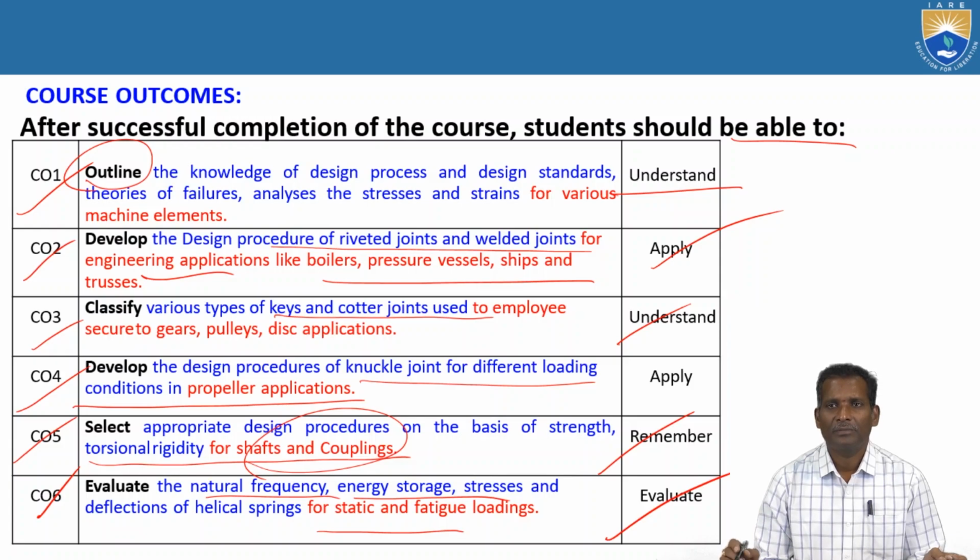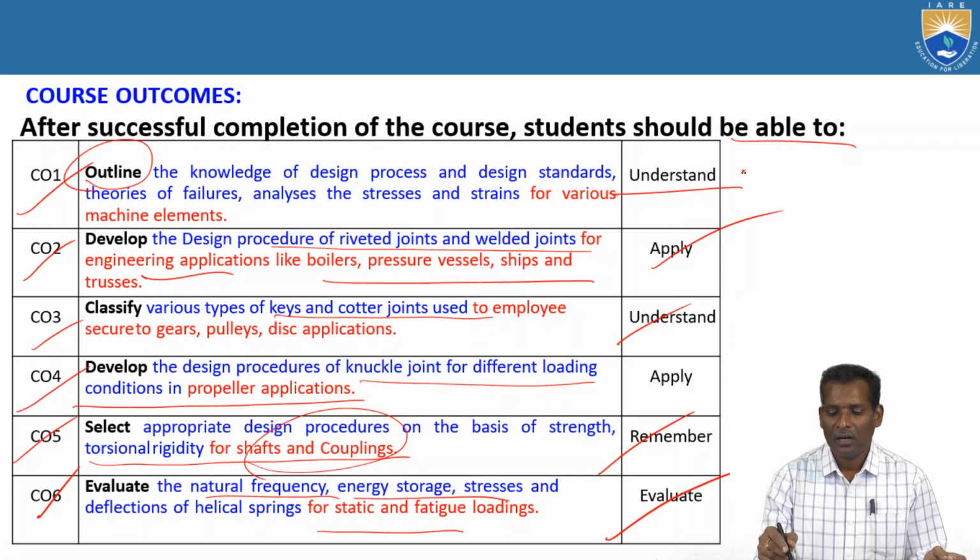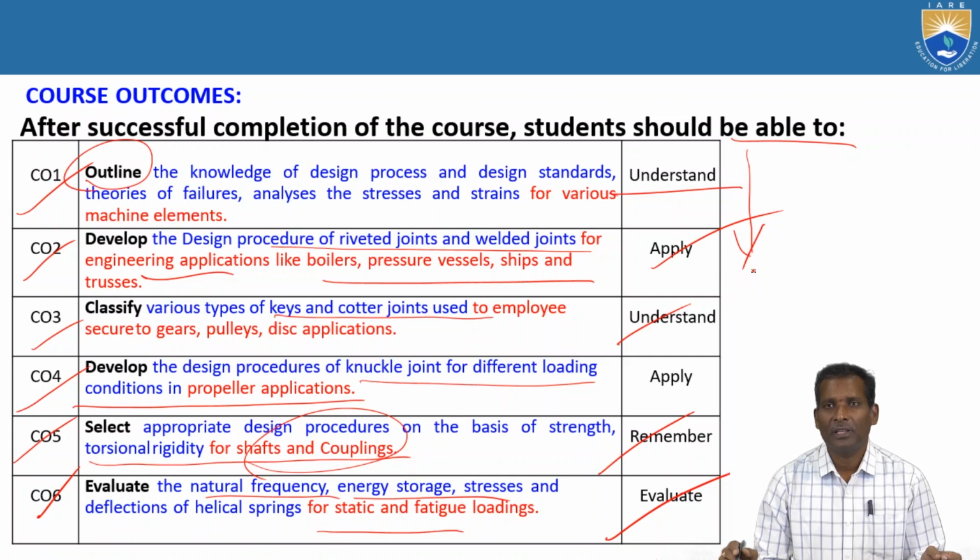First, evaluate. So this is the order of Bloom's taxonomy: understand, apply, and understand, apply. Here there are 2 apply, 2 understands, and 1 remember and 1 evaluate. So after successful completion of this course, the student will be able to develop, classify, select and evaluate the various machine components for different applications.